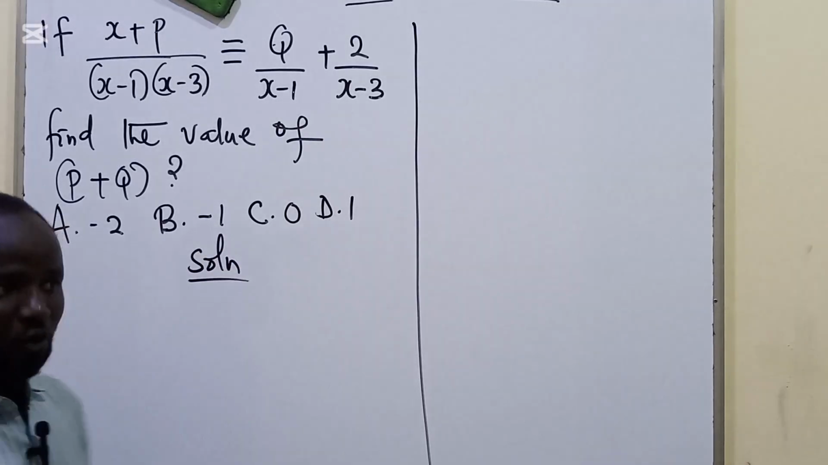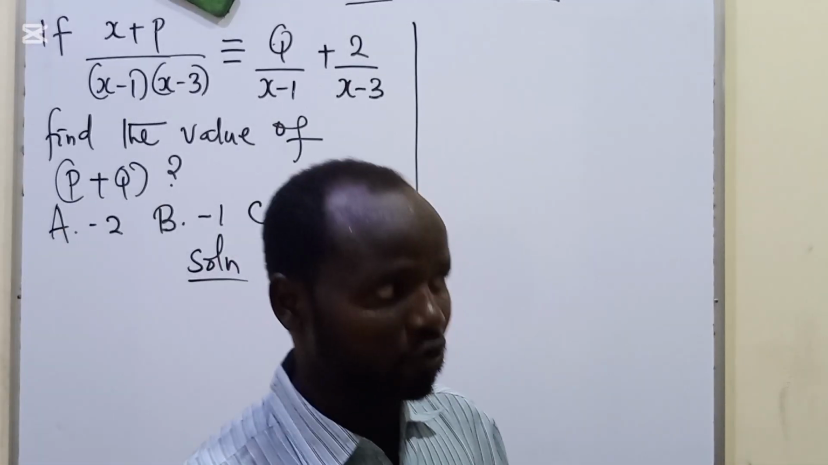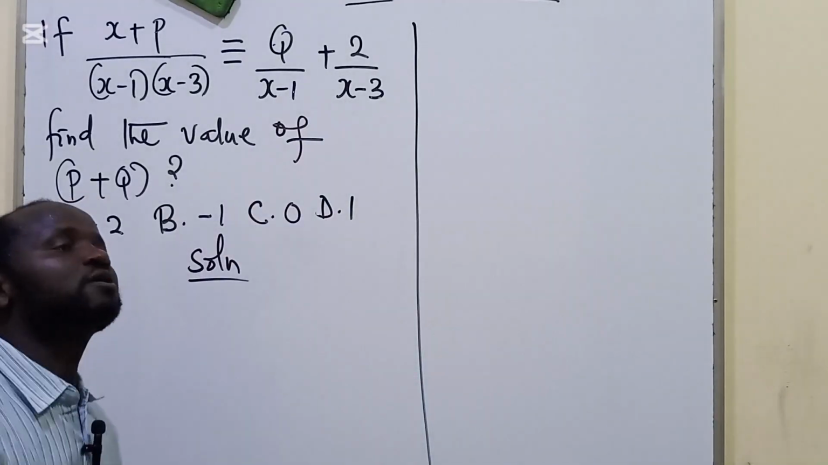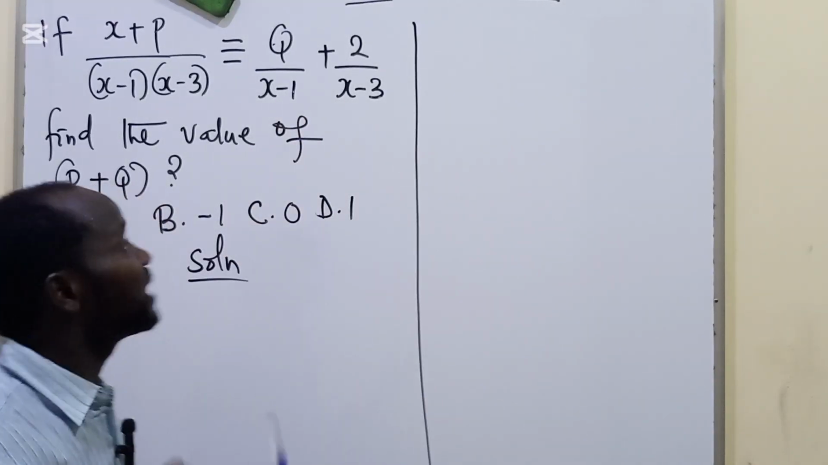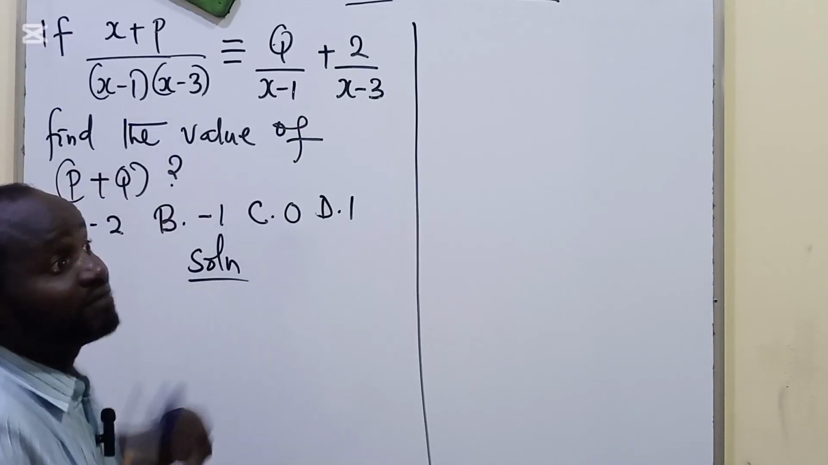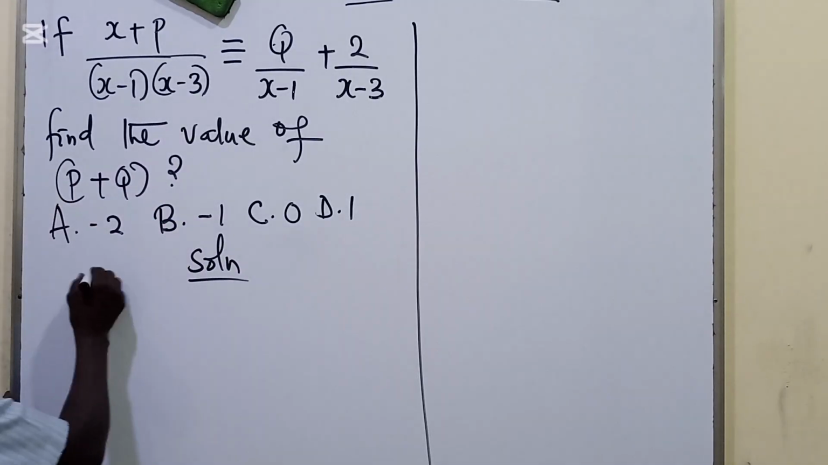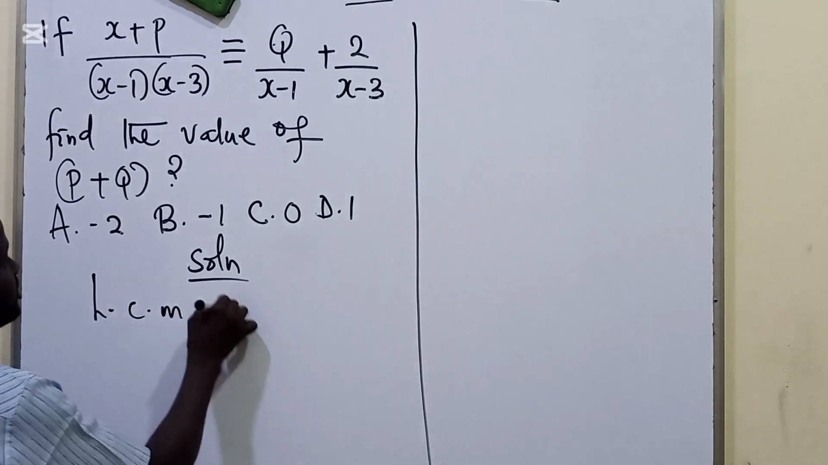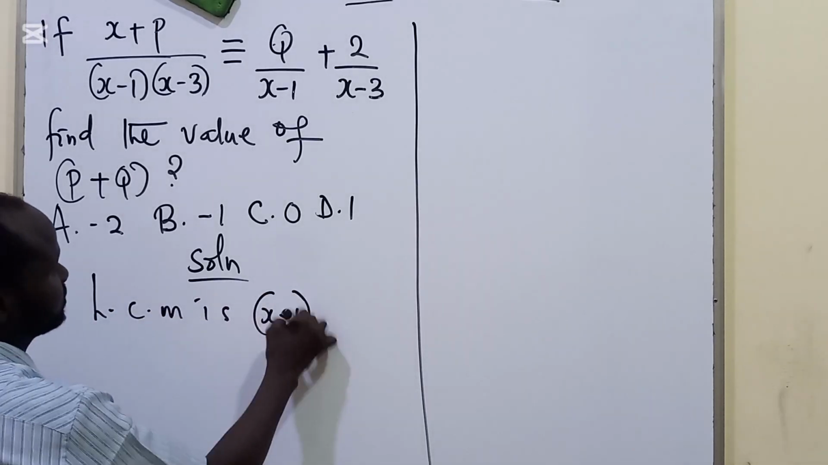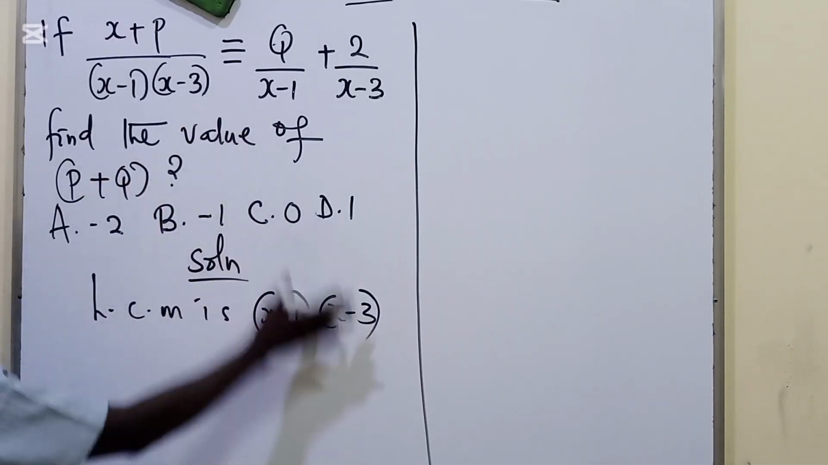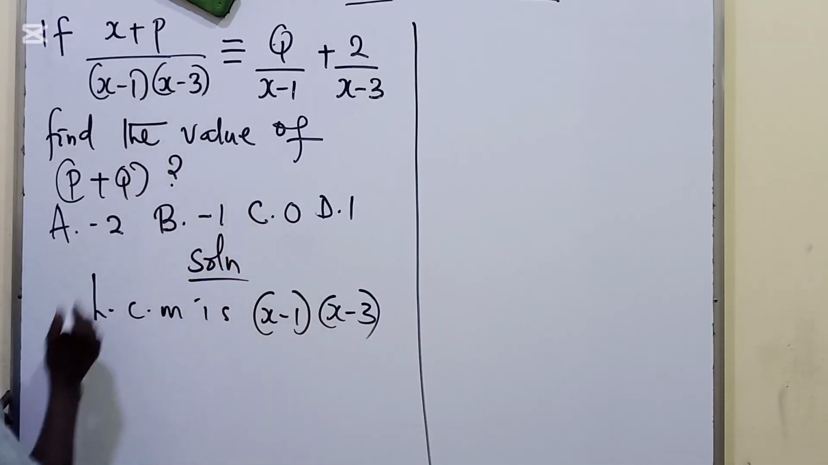We can use the cover-up method or the comparing coefficients method. But I would love to use the cover-up method, though it has a limitation: we can only use it when we have linear factors like this. Let's find the LCM. The LCM, of course, will be (x − 1)(x − 3). Let's multiply both the left-hand side and the right-hand side by the LCM.